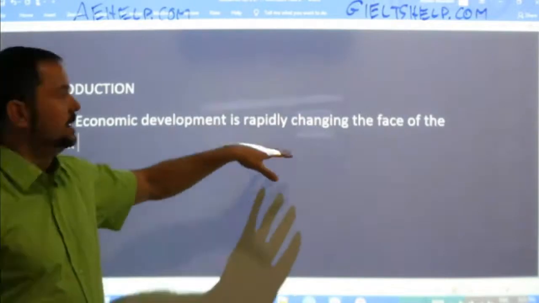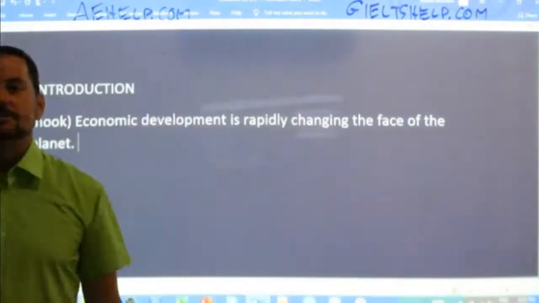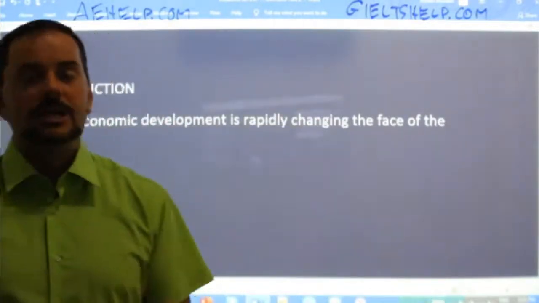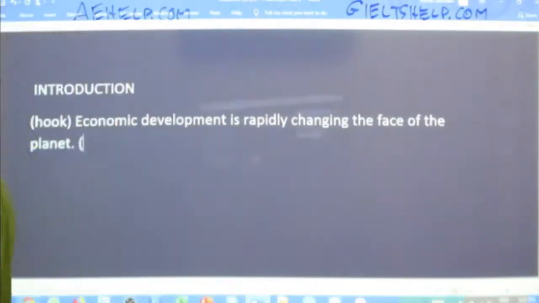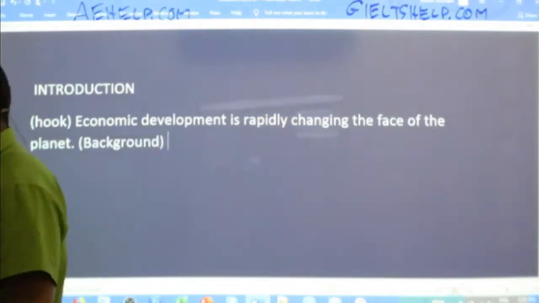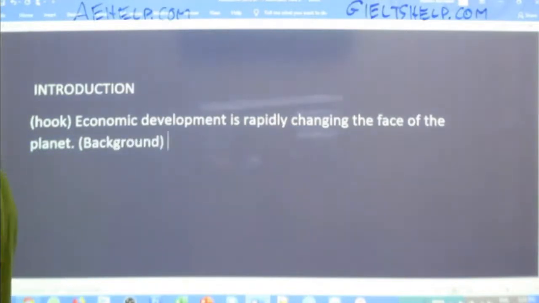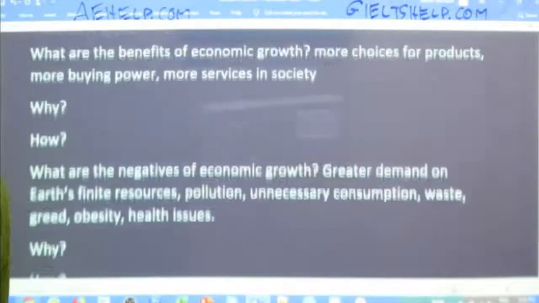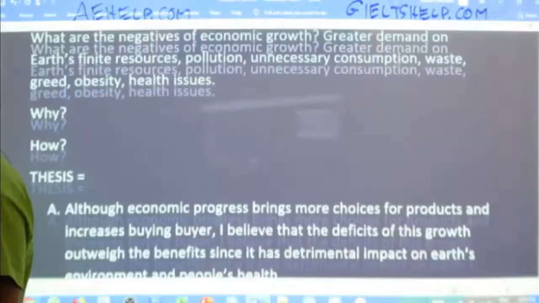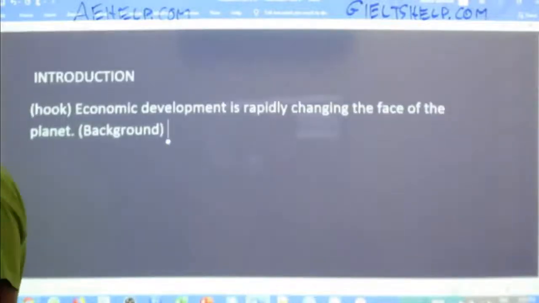Economic development is rapidly changing the face of the planet. Keep it simple, clear, global fact, okay? All right, then comes the background, okay? And then comes the thesis. So background, we just take from what we have discussed already. So defining economic growth, right? So background is definition and importance.